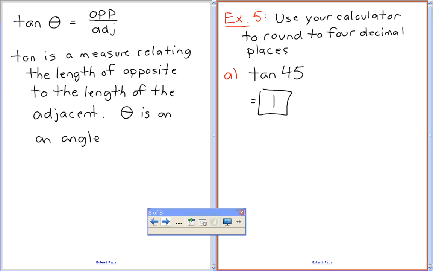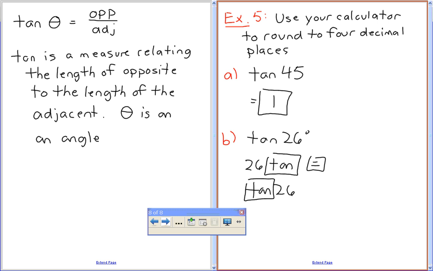Okay, good. Just to prove it to me, I'd like everyone to do tan of 26 degrees. You're going to do it one of two ways: either 26 tan equals, or tan 26 equals. I can't believe everyone's calculator worked exactly right. So 4 decimals is what I want for this.